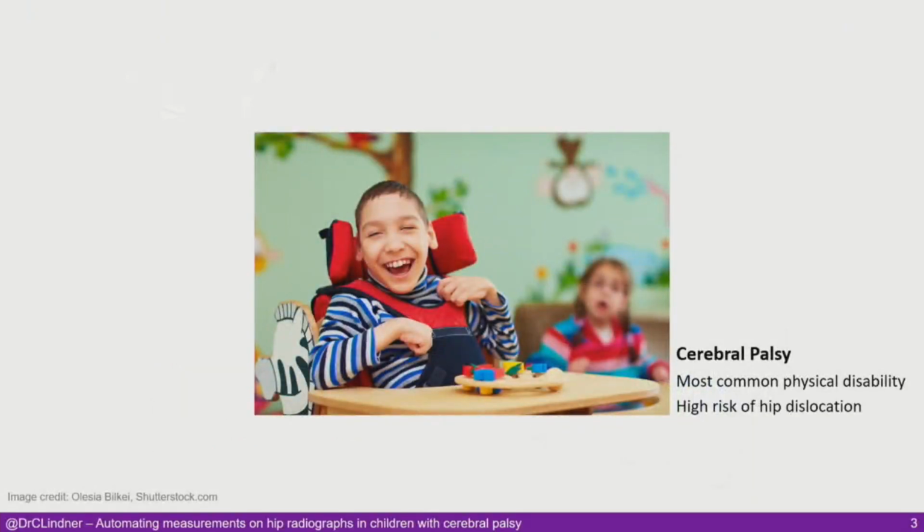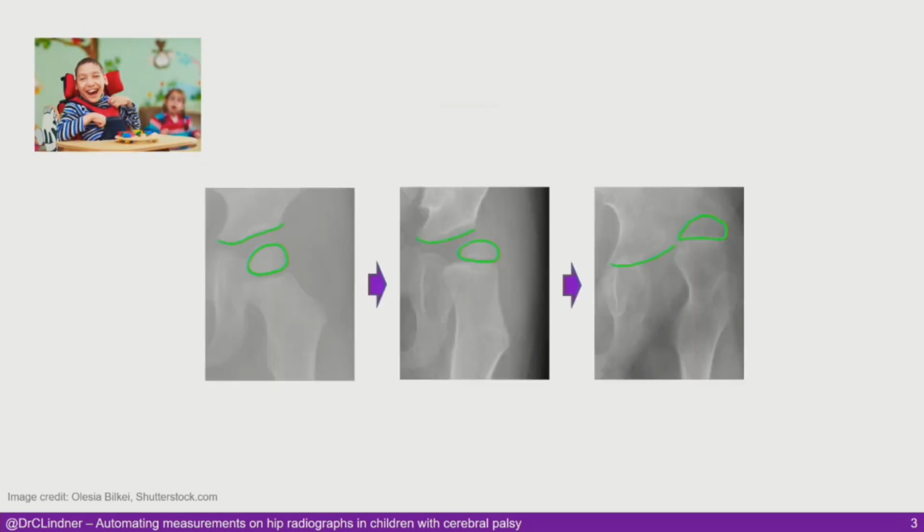This little boy here has cerebral palsy. Cerebral palsy is the most common physical disability in children, with about 1 in 400 babies born affected. Having cerebral palsy means that this little boy will have all kinds of health implications, one of which is that he has a high risk that his hips will dislocate. If his hip is dislocating, he will have severe pain, he will have problems sitting, and he will also need quite complex invasive surgery.